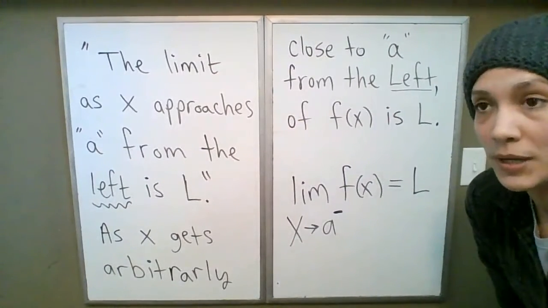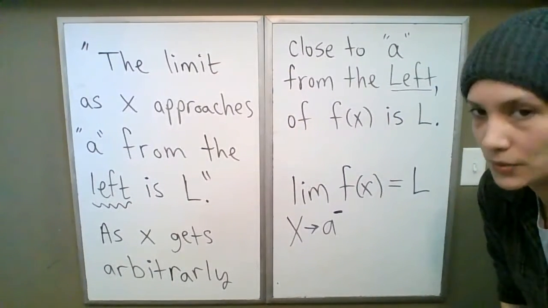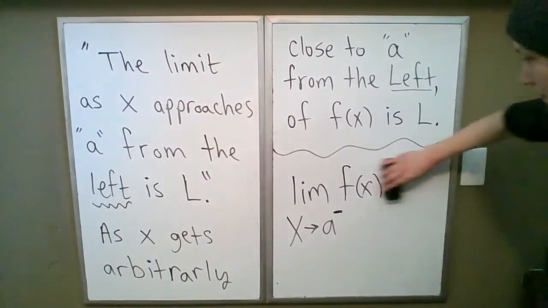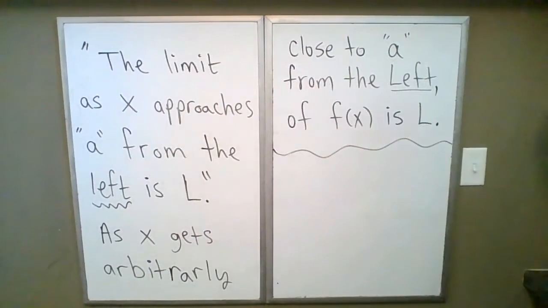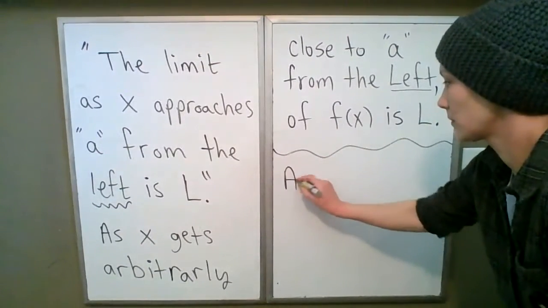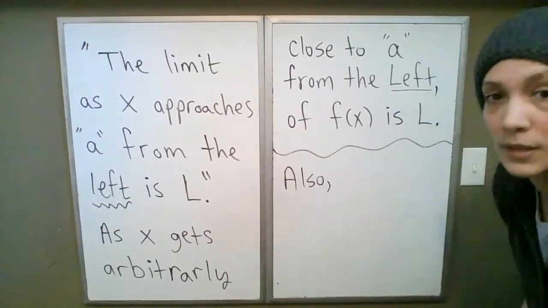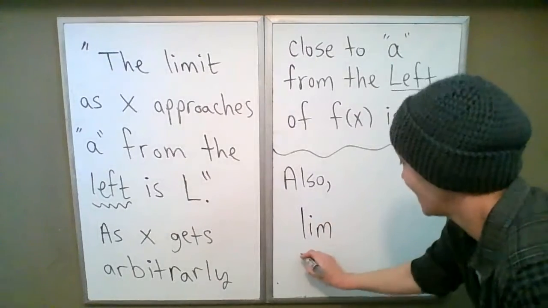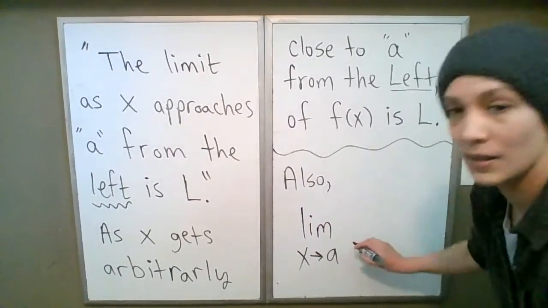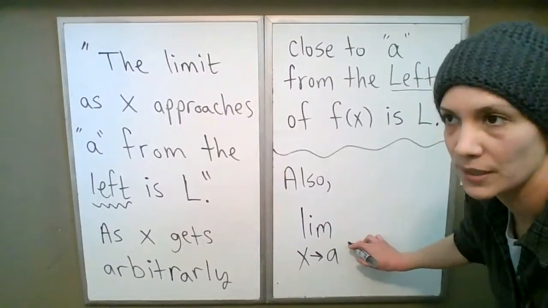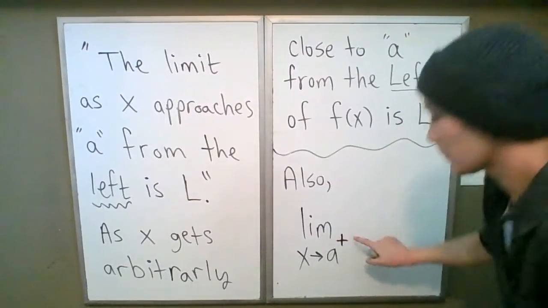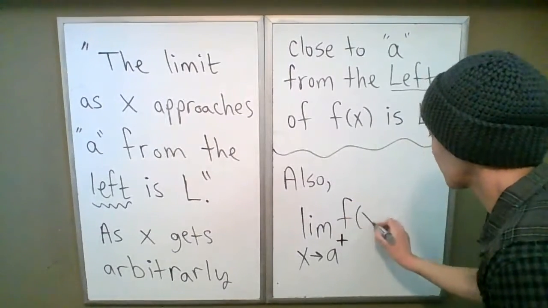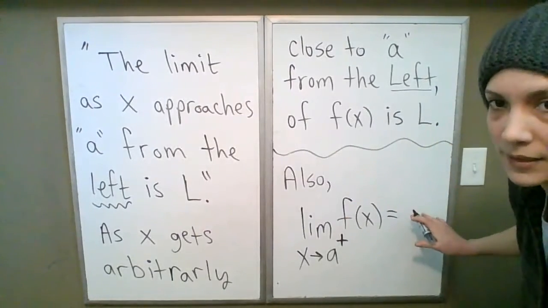Okay, and then we talk about approaching a from the right. The limit as x approaches a, and you put a plus sign as a superscript, from the right, of f of x is L.